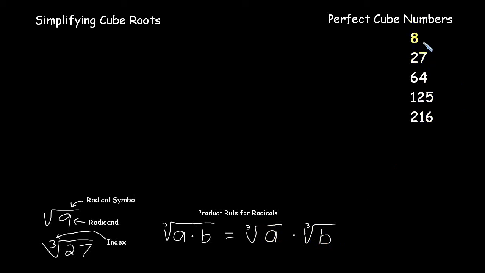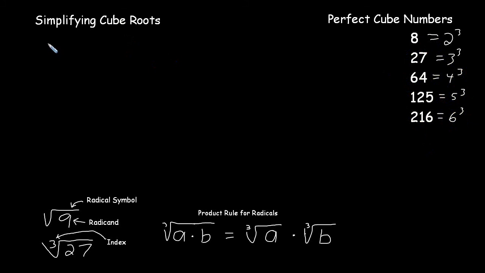For example, 8 is equal to 2 cubed. 27 equals 3 cubed. 64 is 4 cubed. 125 is 5 cubed. 216 is 6 cubed. And you can make this list as long as you need to, but you'll find it handy to have this on a piece of paper or an index card while you're trying to solve cube roots.